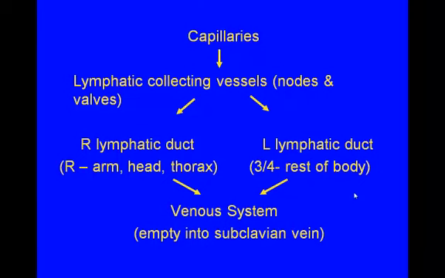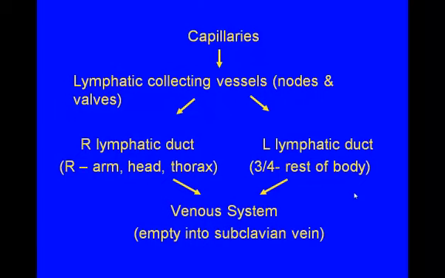Okay, so what do we do with all this lymph now that we've got it? Well, it started in the lymph capillaries. Then from there, it's going to go to the lymphatic collecting vessels, which obviously are going to have valves and some nodes in there. And then it breaks into the right lymphatic duct, which drains the right arm, the head, and the right side of the thorax. The left lymphatic duct does the remaining 3/4 of the body. And it's a weird setup. You'll get to see it on the picture in the next slide.